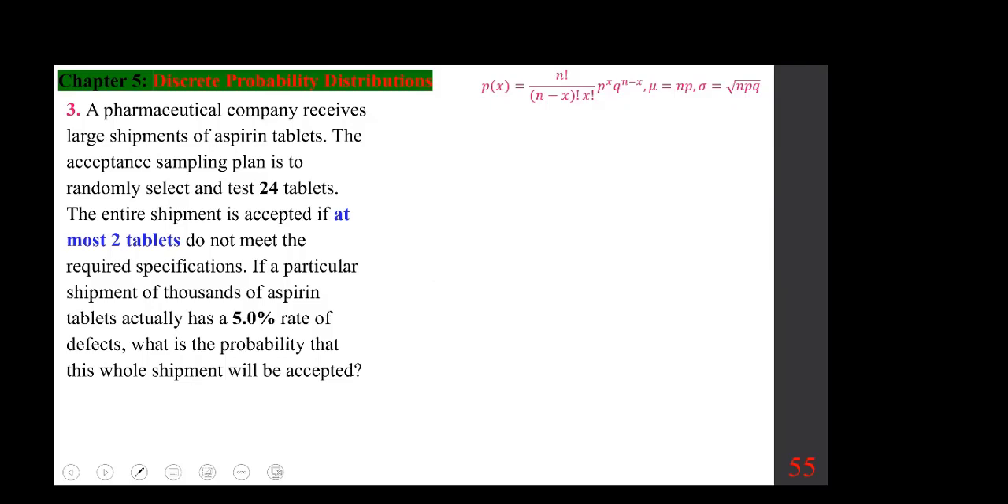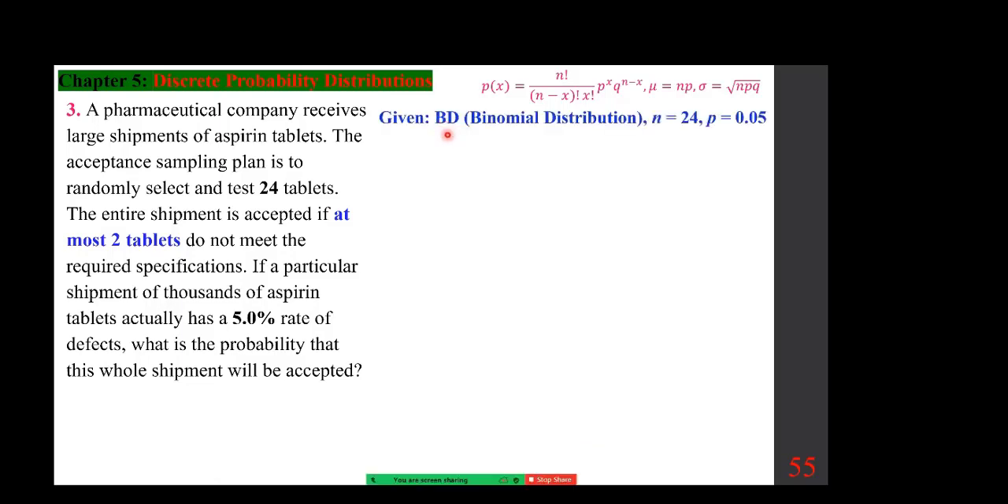Excellent. And that's important to see what we are dealing with. Remember, in statistics, we are dealing with word problems. So what is given? You're dealing with a binomial distribution. Why is that? Either it works, either it's good or not. Either it's defective or not. 2 outcomes. How many? We're going to choose n equals 24. What is the probability of defect? 0.05 or 5%. So this is a binomial distribution.